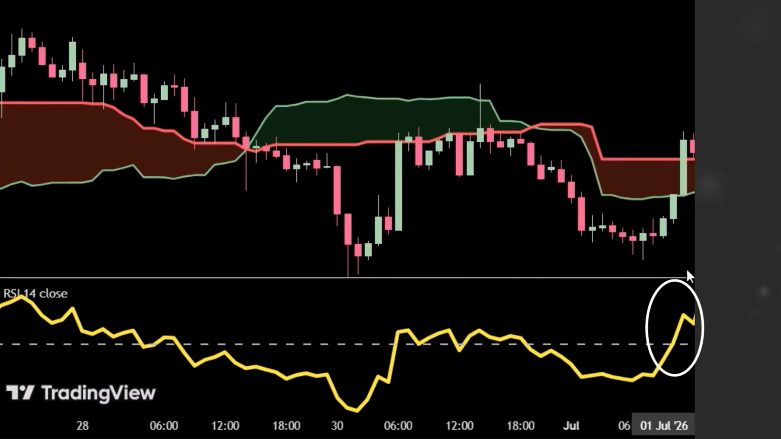Now we'll look at the RSI. Around the same time, RSI moves from below the 50 level and crosses above 50. This tells us that momentum is changing. Buyers are starting to take control of the market.